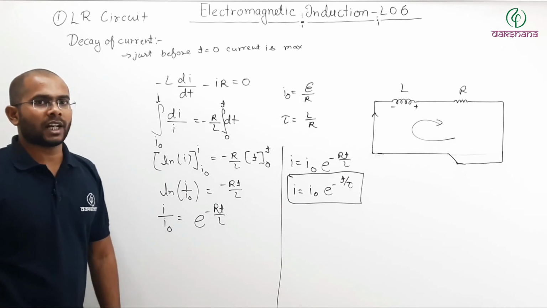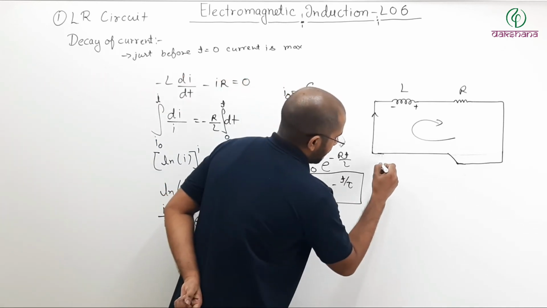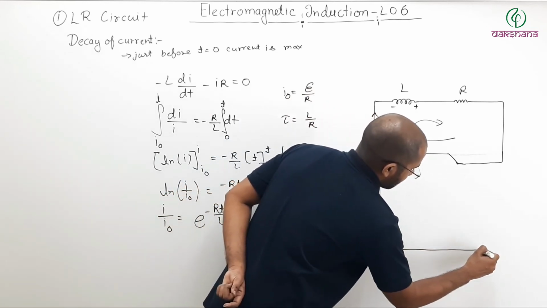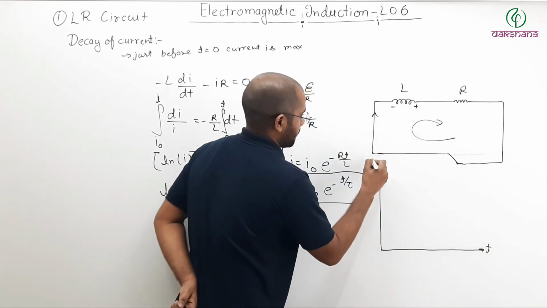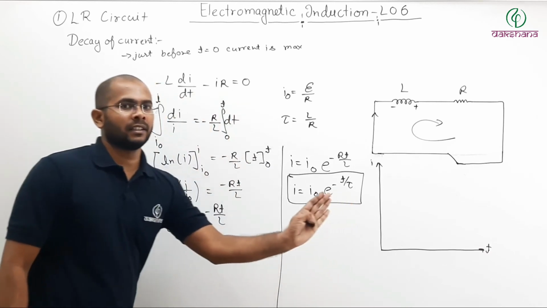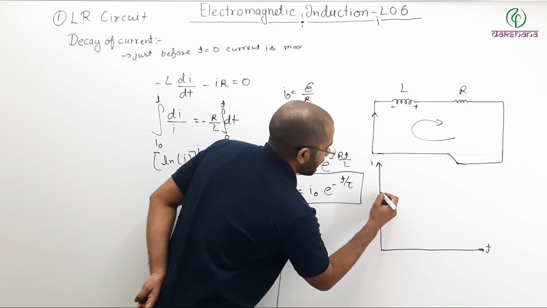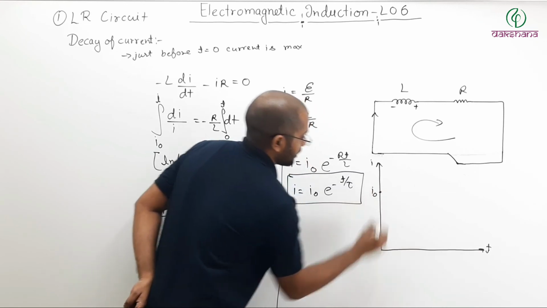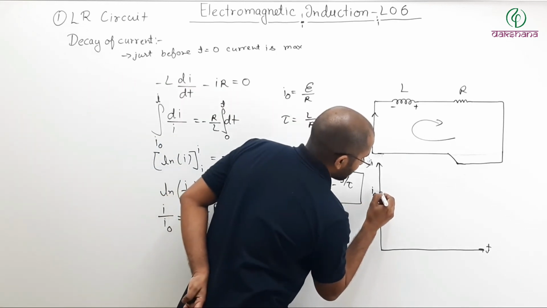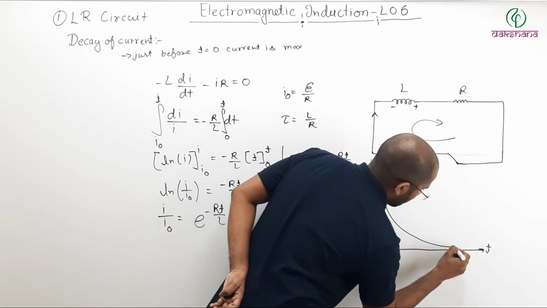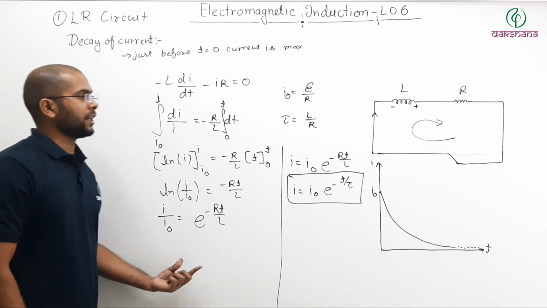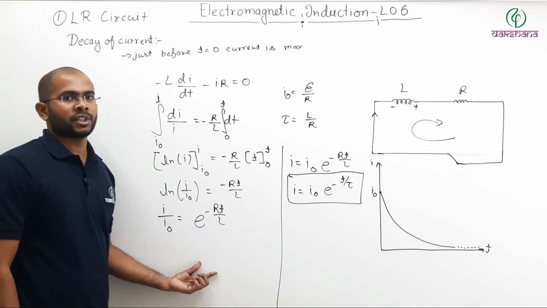If you want to plot the graph of current in the circuit versus time, when the current is decaying, at t equals 0 current will be maximum, I naught, and this current will exponentially decrease. So this current will decrease like this. At infinity, it would become 0. So pause the video, note it down, then we will solve a question based on this.